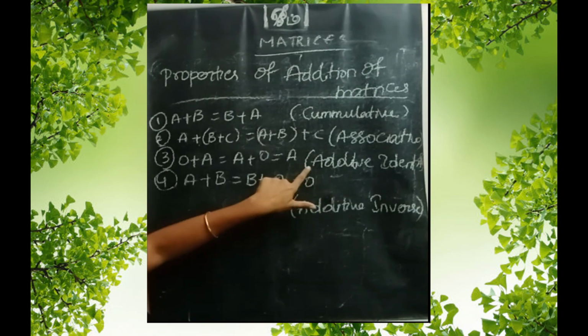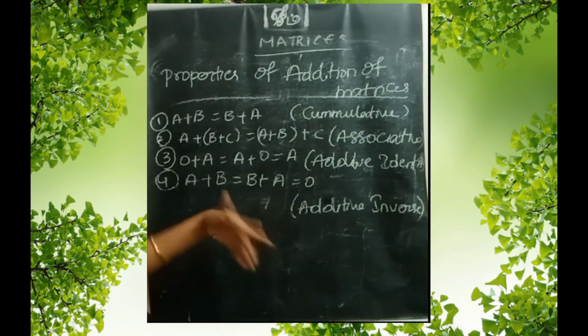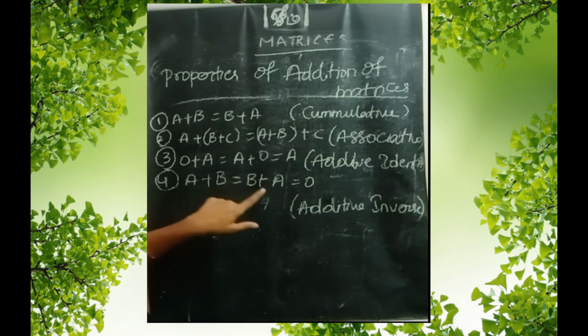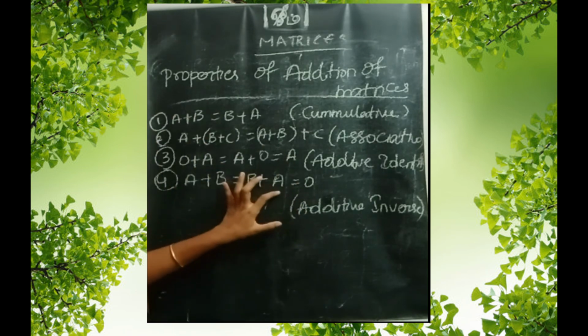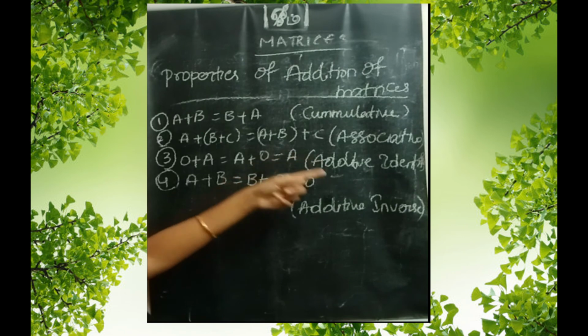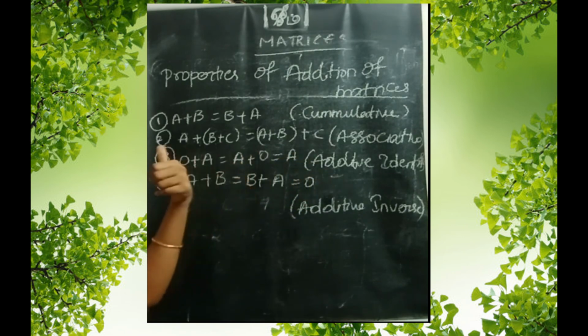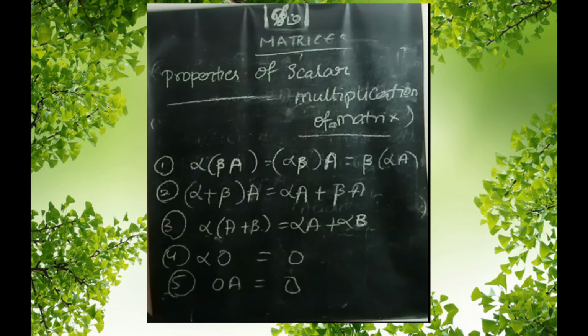Don't confuse the additive identity with the additive inverse. A plus B equals 0 means that is the additive inverse. Additive identity means if the 0 matrix is added with some matrix, then we'll get that matrix only. Okay. Now next we'll see the properties of scalar multiplication of matrices.